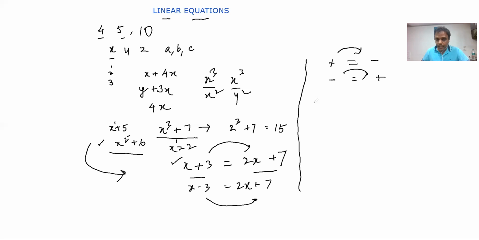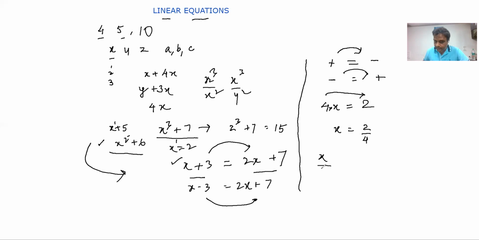Third one, multiplication. For example, if the equation is 4x is equal to 2. What is the meaning of 4x? It is not 4 plus x. This is 4 into x. Always remember this is 4 into x. Now, if 4 has to go on the right side of the equation, it will go in the denominator, 2 upon 4, right?